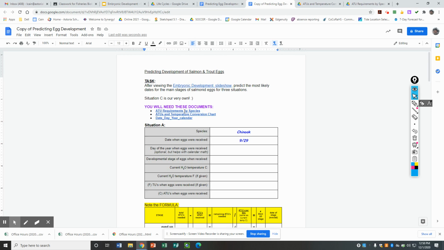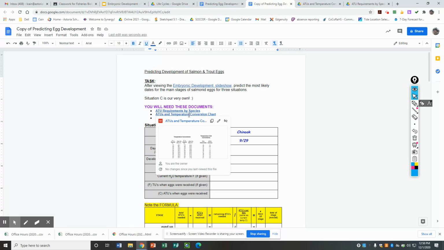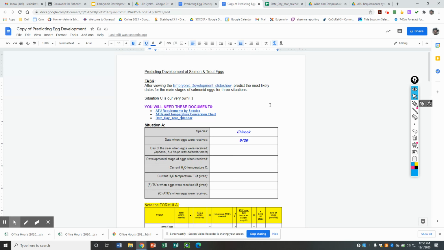We should also have open these documents, the ATU requirements by species, the ATU temperature conversion chart, and the date, day, year calendar. So let's have all of those documents open. Okay, so in our fictitious situation, we've got Chinook salmon eggs that were received on September 29th.